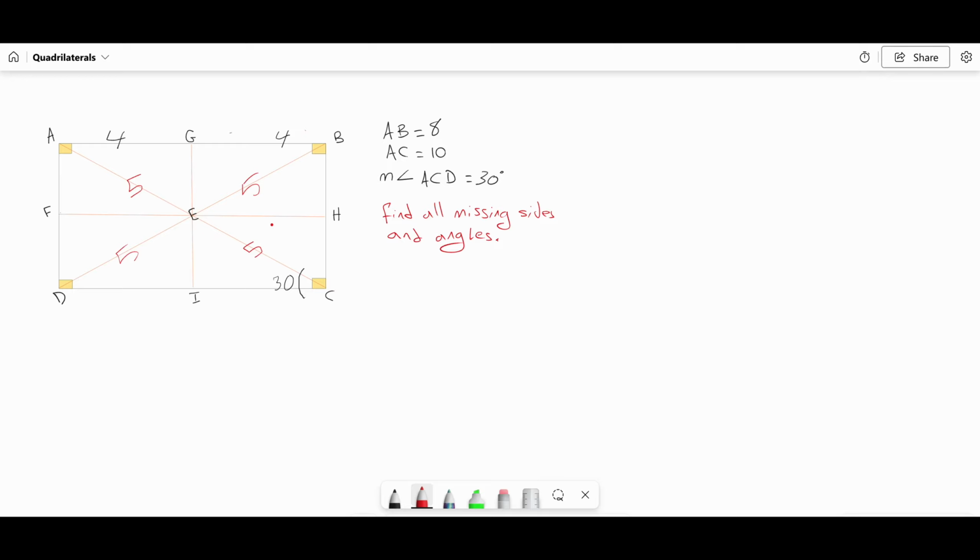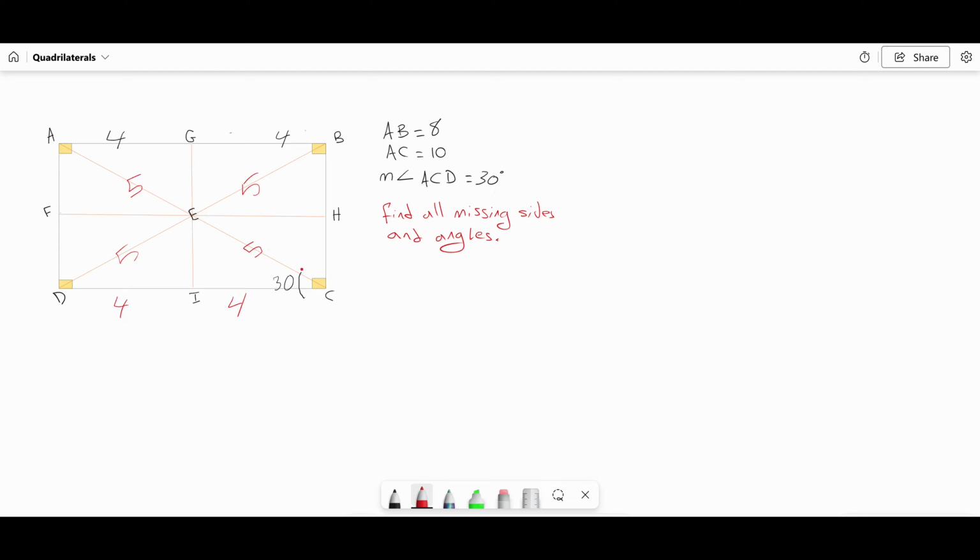They are both equal to 5. And we know that this is parallel to this one, and this is a rectangle, so this side is 4 and this side is 4. Now we need to find BH, HC, AF, FD. Now, remember that the diagonals in any quadrilateral create triangles. So let's see, for example, how we can find this side, AD.